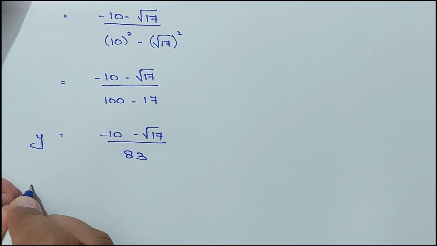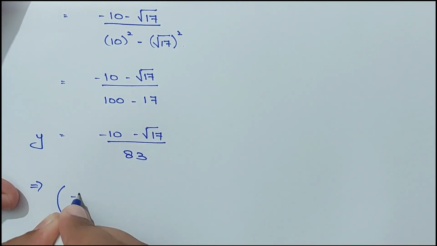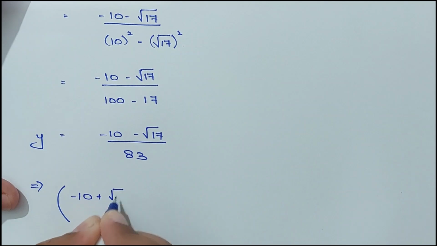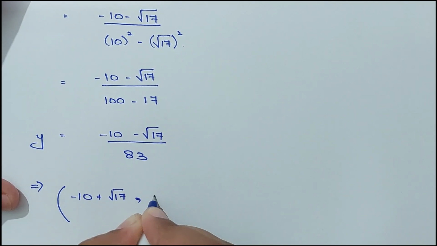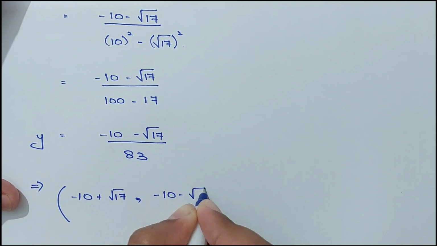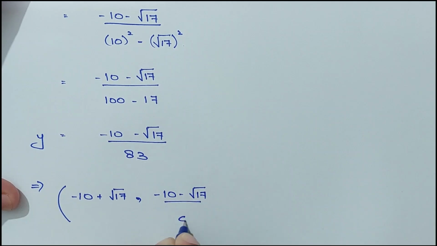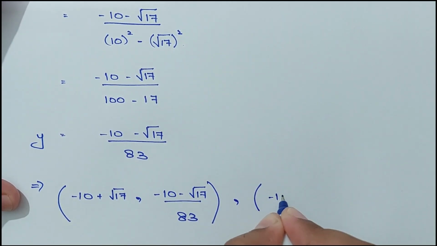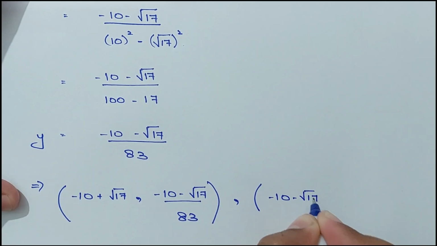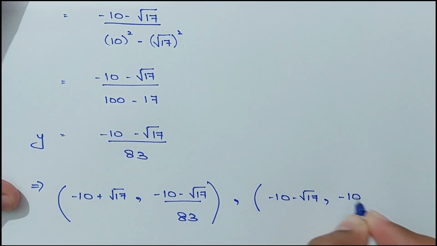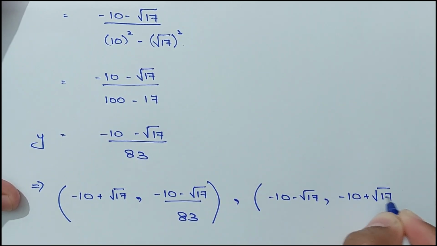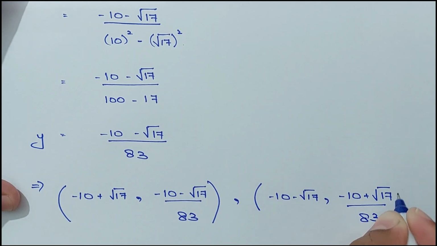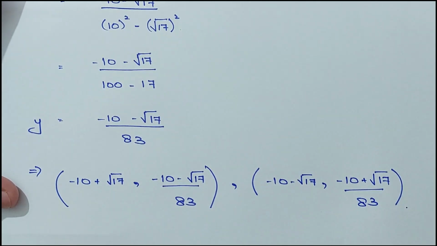So we can say the coordinates of the point: the x coordinate is minus 10 plus root 17 and the y coordinate is minus 10 minus root 17 over 83, and the other one is minus 10 minus root 17 and minus 10 plus root 17 over 83. These are the x and the y coordinates.